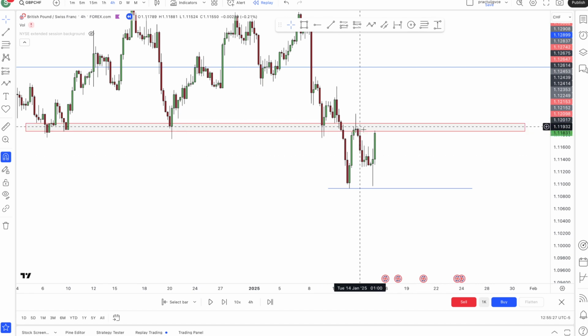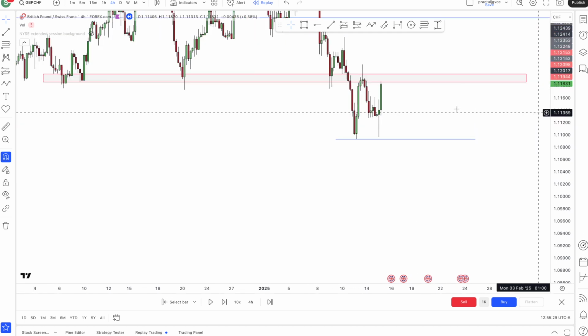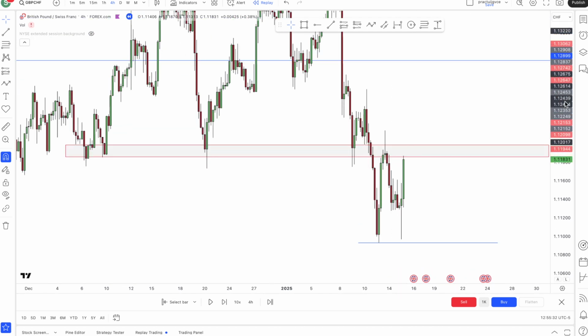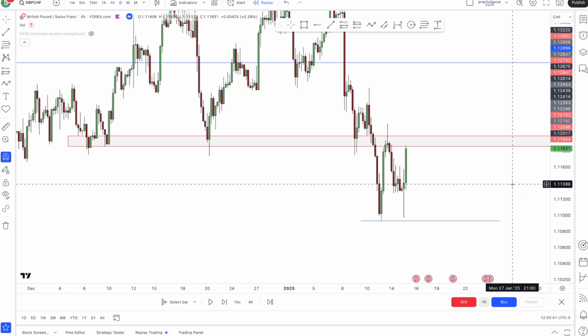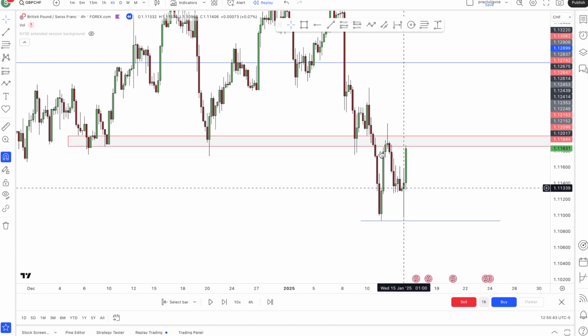This could have been a setup right here. I did not catch the first move here, but as I'm looking at it, I think this was in the middle of the night. No, it was, I don't know. I didn't see it. But when I'm looking at this, I see everything I just said.